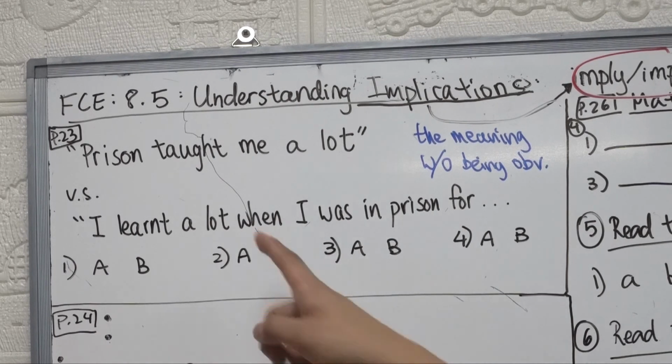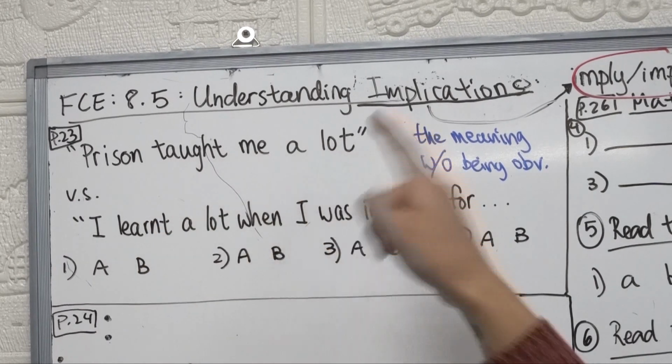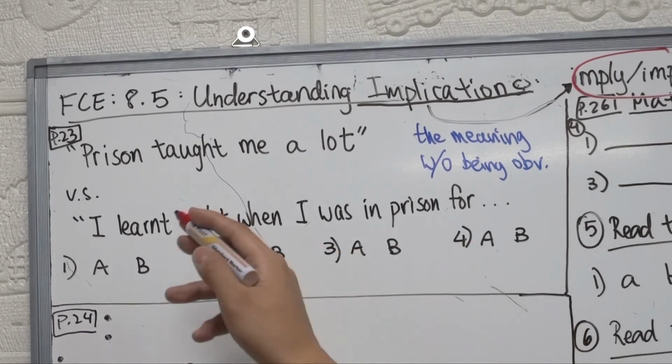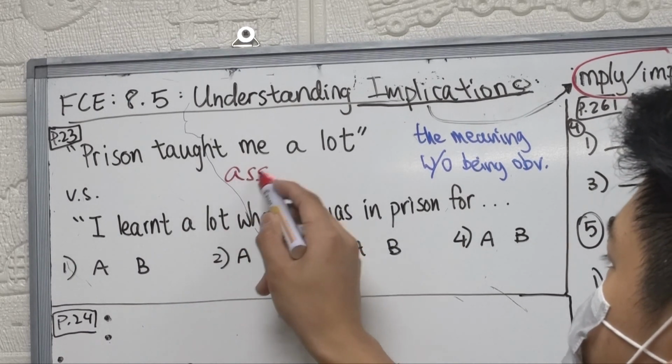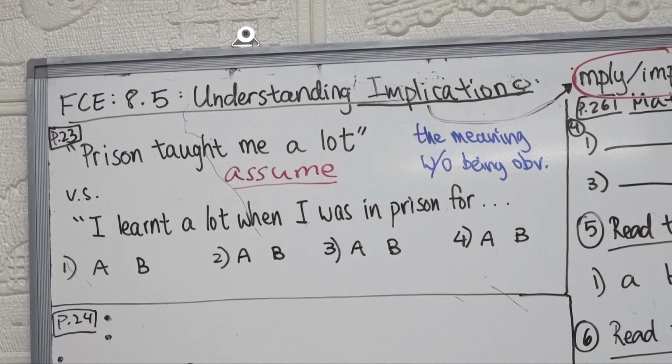So let's try to look at this sentence, right? So the example they gave you in quotations, right? Prison taught me a lot. And then, because we have this sentence, we can assume. What does this word mean, assume? To think that because this happened, so of course he must be a prisoner, right? Or he must be a criminal. So assume means to presuppose, right? We don't know for sure, but we can say or we can think that it is true.